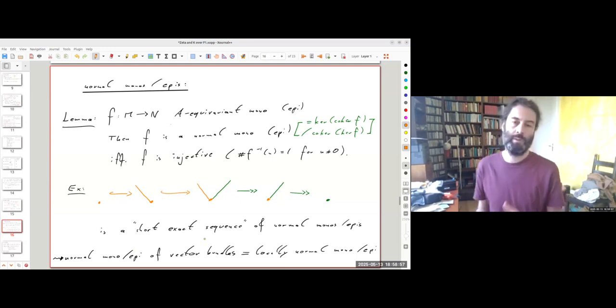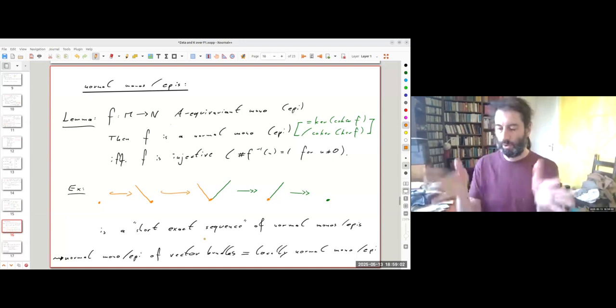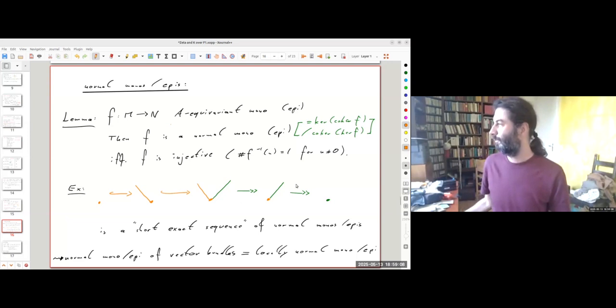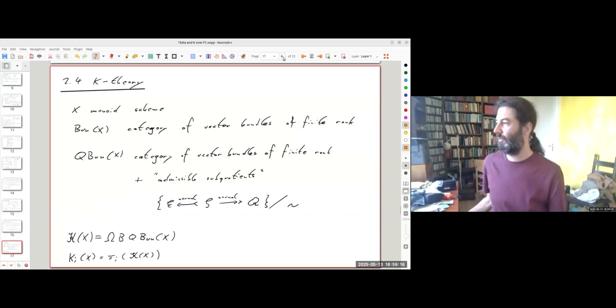And then for vector bundles, you generalize this by saying on affine patches, the restrictions have to be normal monos and epis, and you get there. Okay, so this gives us the structure of admissible monos and epis, and we can perform the Q construction that I explained in the beginning.